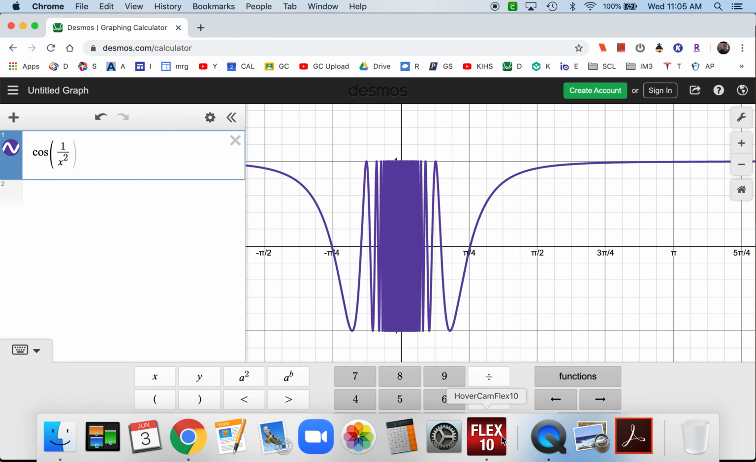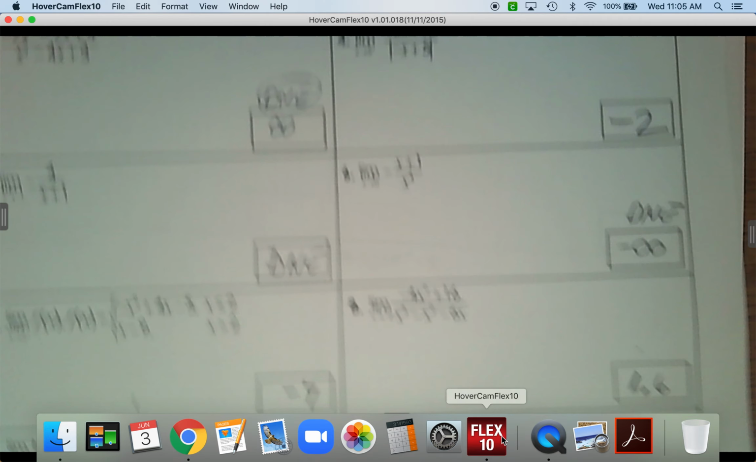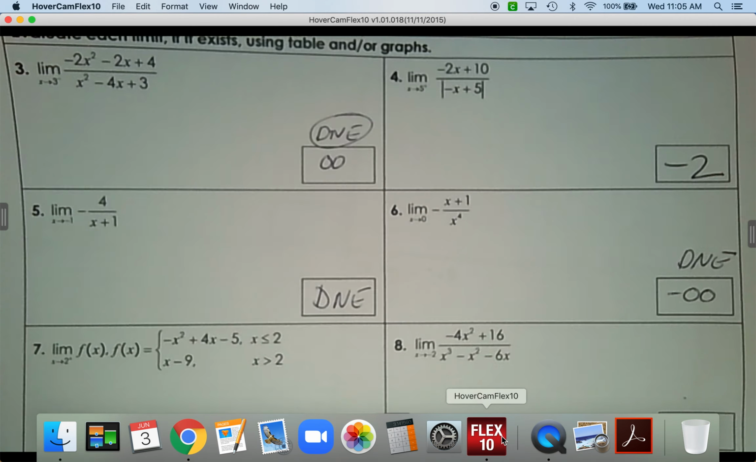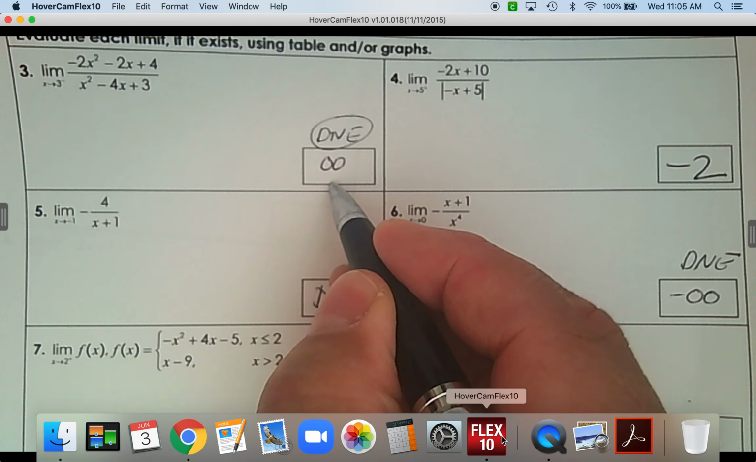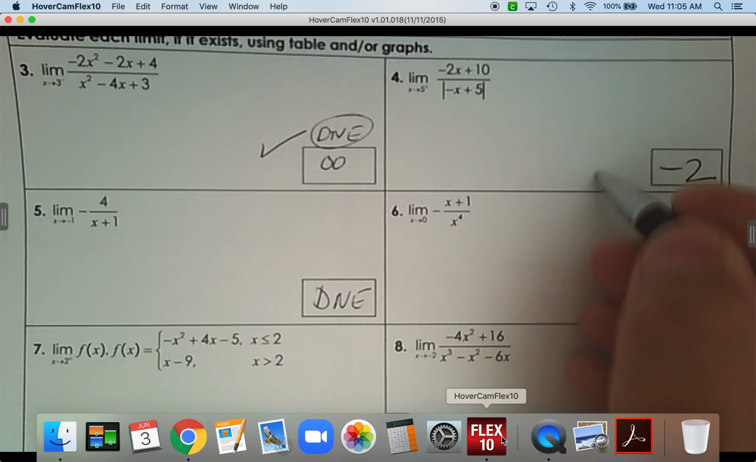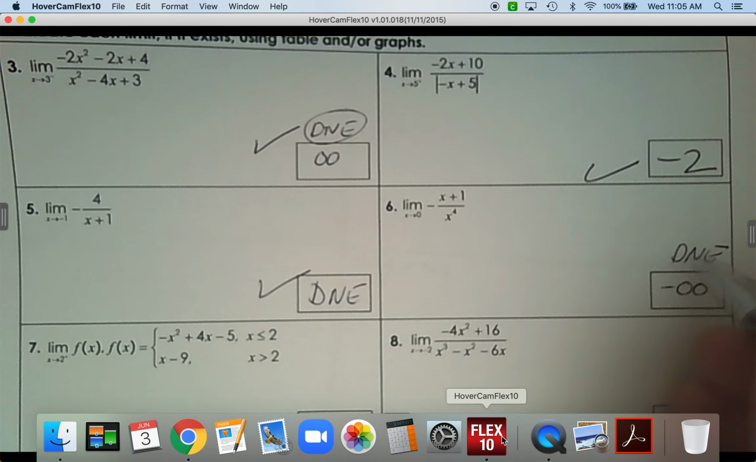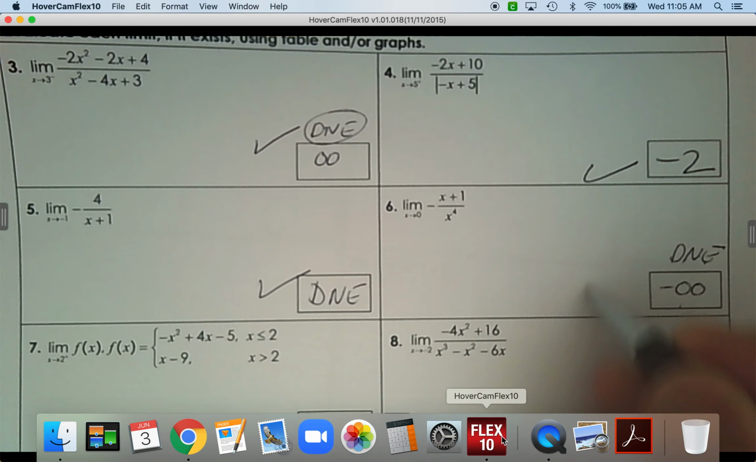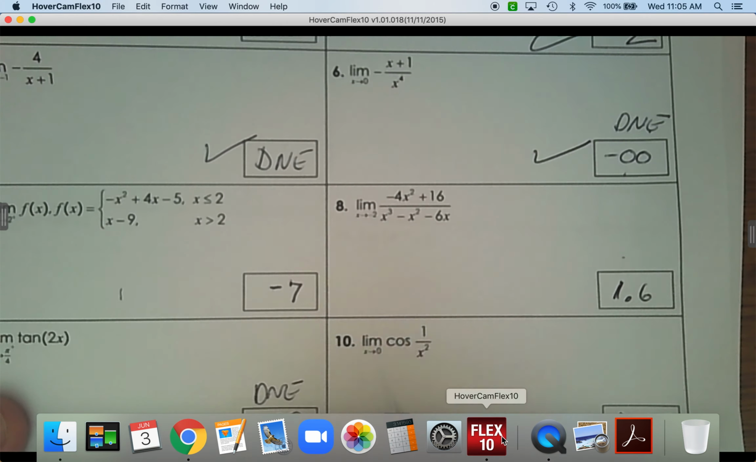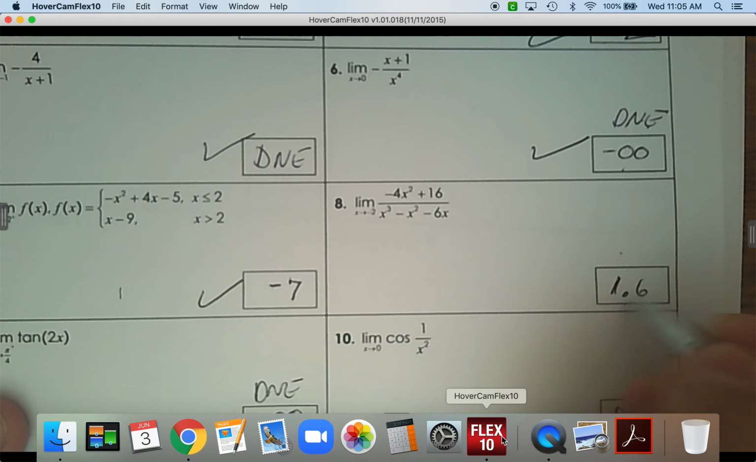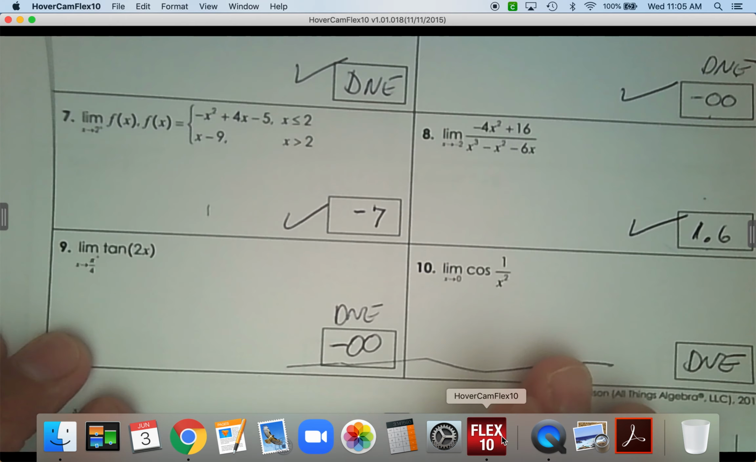So let me come back here so you can see it. So we went through it on Desmos. So did you write down does not exist or infinity? -2 does not exist. -infinity or does not exist. -7, an answer somewhere around. So if you said 1.5 or 1.7 or to 2 decimal places, you understood it. Give yourself the check mark.